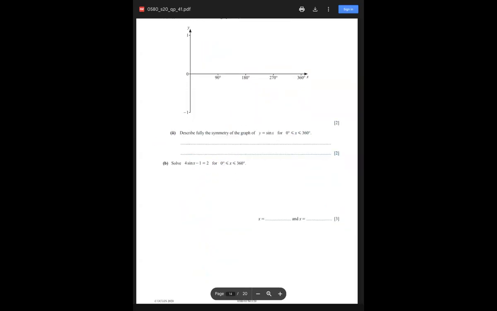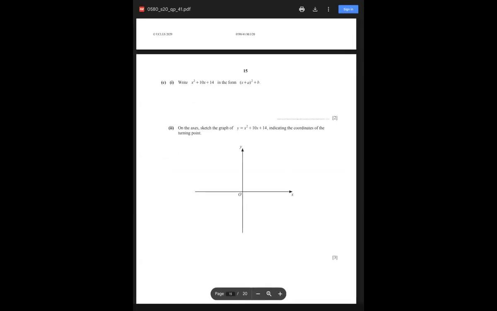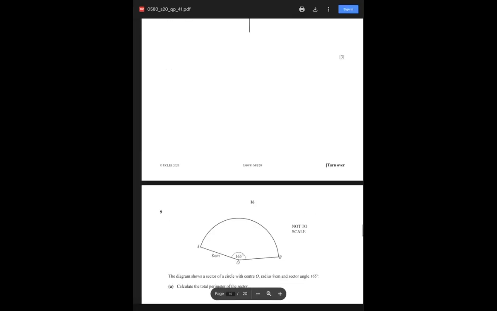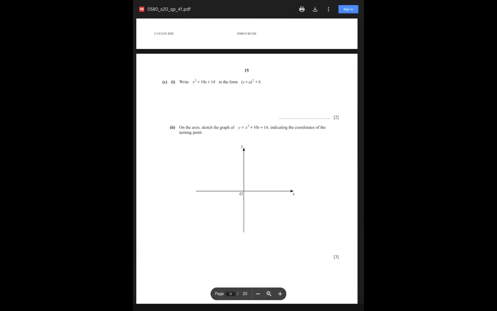Okay, last question. I believe this is the last one. Let me scroll down. Oh no, it's not. Okay, write down x squared plus 10x plus 14 in the form of this. This is completing the square. And if you need to revise this, you need to go back to the chapter on completing the square. Okay, the trick is to just ignore the constant. Okay, x squared plus 10x.